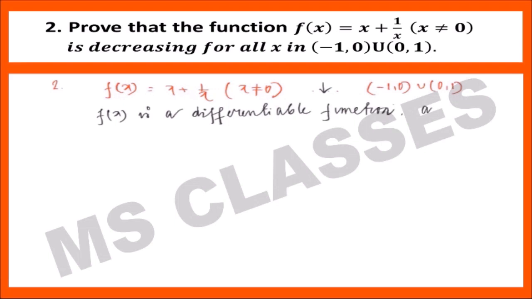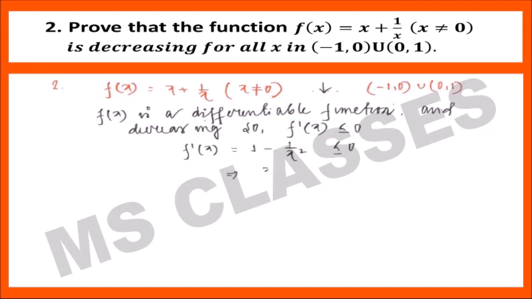And decreasing, so f'(x) is less than or equal to 0. So f'(x) equals 1 minus 1 by x squared, less than or equal to 0. Now if you simplify, (x square minus 1) by x square is less than or equal to 0. On further simplification, (x plus 1)(x minus 1) by x square is less than or equal to 0.